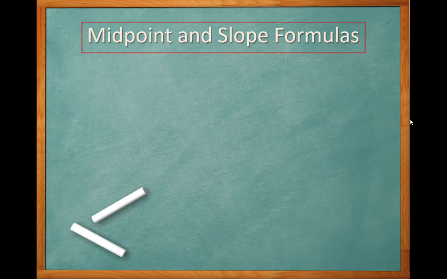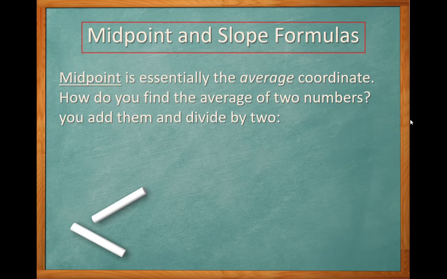So the midpoint and the slope. What I want you to think about as far as the midpoint goes is it's like the average location. You have something over here and something over here. The midpoint is the average of those two spots, right here in the middle. How do you find the average of two numbers? You add them and divide by 2. So the midpoint formula is add your x's, divide by 2, add your y's, divide by 2.